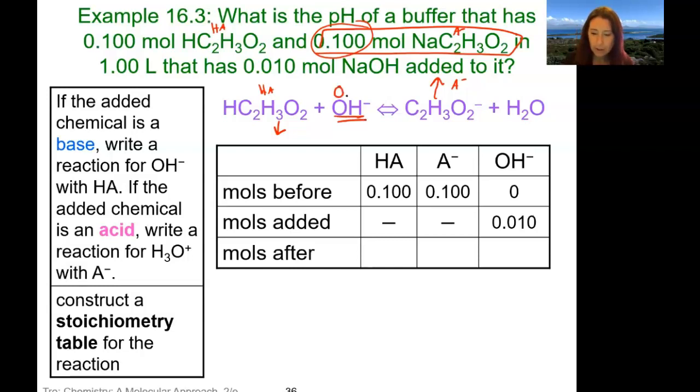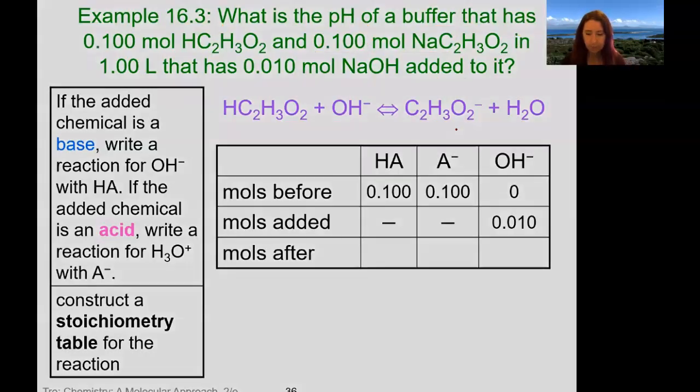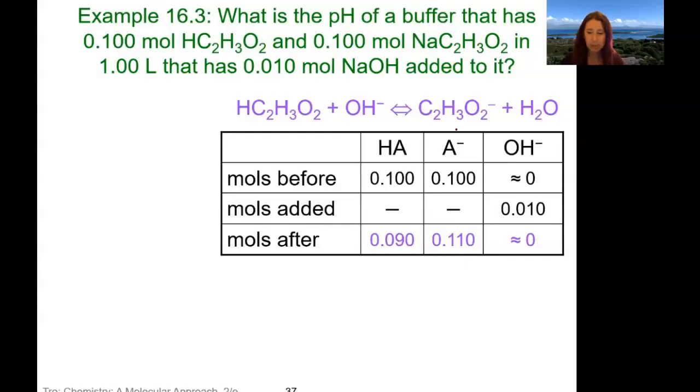So if we added 0.01 OH here, this is going to go down by 0.01. This is going to go up by 0.01. And this is our moles table. So you see how this went up by this amount? And this went down by this amount. So it's applying Le Chatelier's principle.